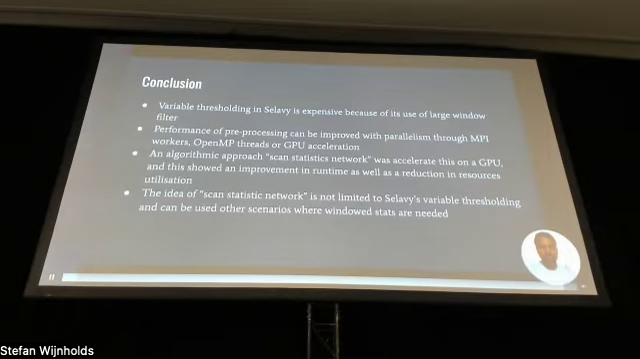And finally, the idea of a scan statistic network is not restricted to Celebi's variable thresholding and can be used in other situations where window statistics are needed.